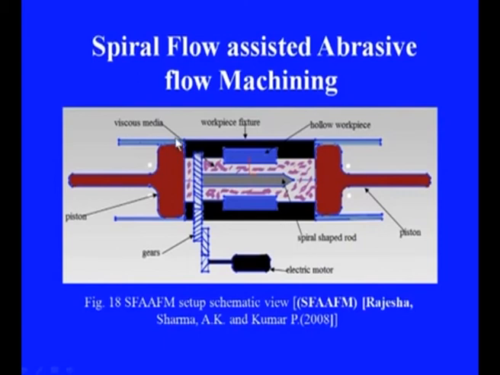This is another new development in the hybridization of abrasive flow machining, in which an ultrasonic effect is introduced onto the workpiece. In this workpiece, one spiral rod is used, and this spiral rod is given rotation with this motor assembly, and the media with abrasives will travel along the workpiece surface, causing more abrasion on the workpiece and giving a better result on the workpiece surface.